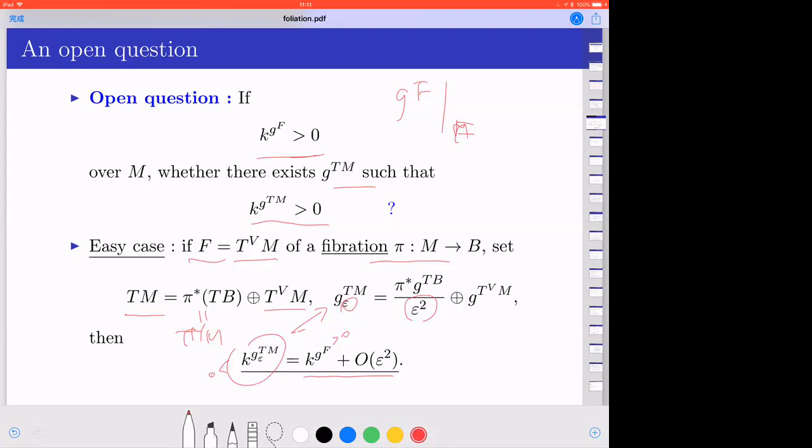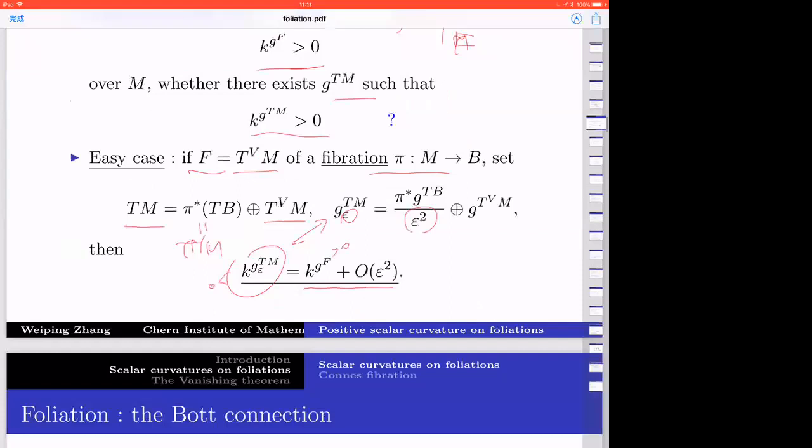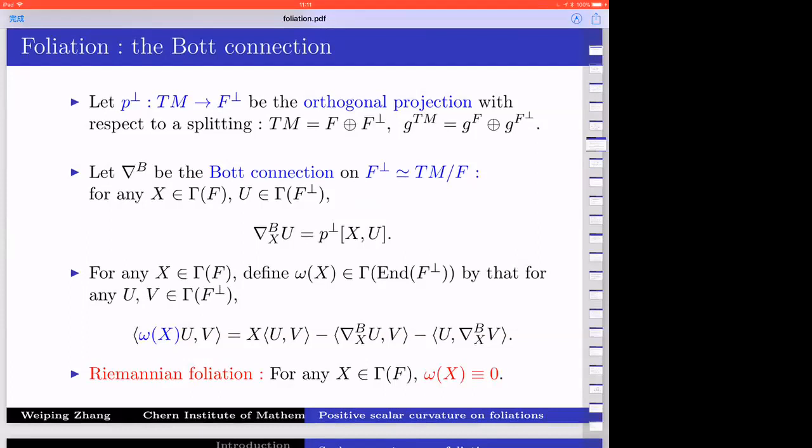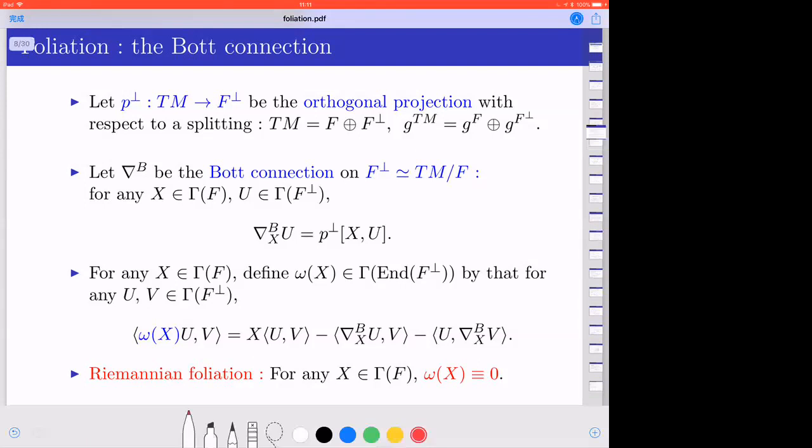So to get more insight about this question, we go to the more geometric setup of the foliation. We'll talk about the Bott connection. Let F, TM be a splitting, where F is the integral bundle and we take a transverse bundle. We take any metric on the transverse bundle, and then take the orthogonal direct sum of the metrics. This gives a total metric on M, and we take the projection P orthogonal to the transverse bundle.